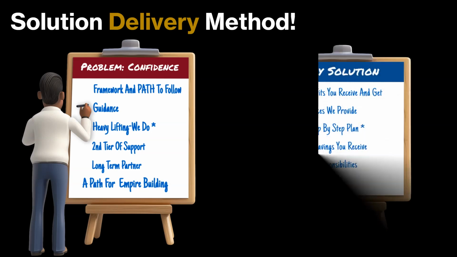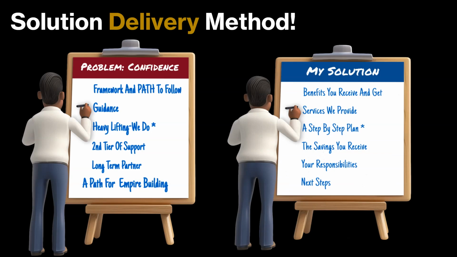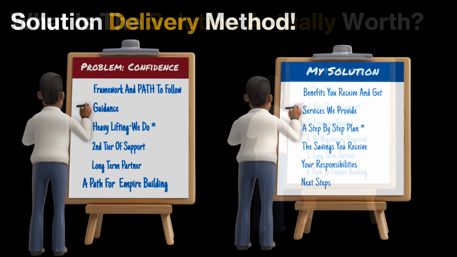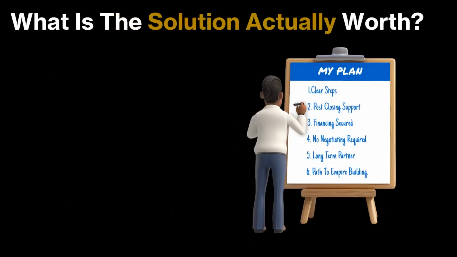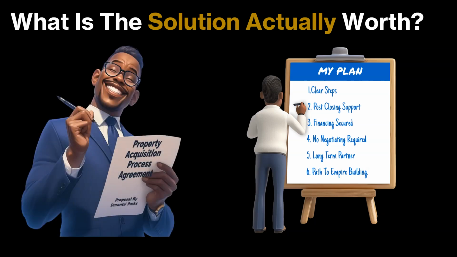All right? And my solution, the benefits he receives, the services I provide, the step-by-step plan, the savings he's going to receive, his responsibilities, and I actually lay all of this out and I present it. All right? And my plan is clear steps, clear, simple. Post-closing support, these are key benefits. I'm securing the financing, I'm negotiating when required, and I'm, again, emphasizing long-term partner and a path to empire building. And I think I'm getting there. I think I'm solving that problem.